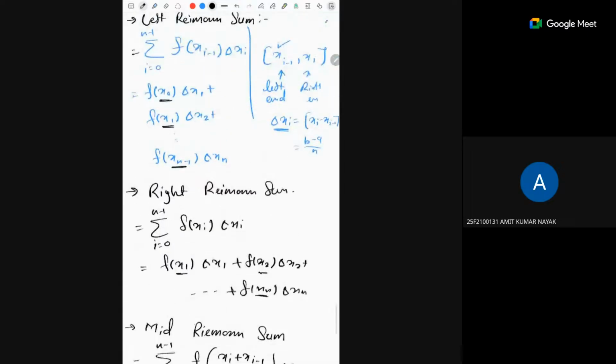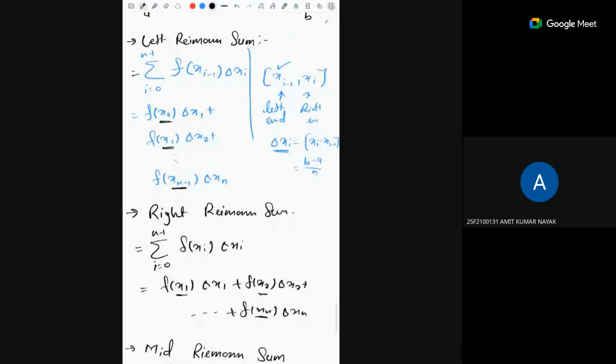So the only difference between left Riemann sum, right Riemann sum, and mid Riemann sum is at which point you take the function value. If it is a left Riemann sum, you have to take the function value at the left endpoint. If it's a right Riemann sum, you have to take the function value at the right endpoint. And if it's a mid Riemann sum, you have to consider the middle point of the interval. Okay, is that fine? Clear?